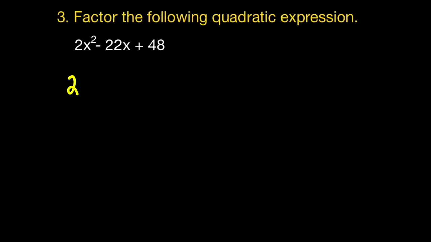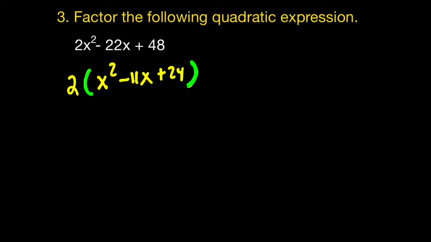And we can rewrite this expression as 2 multiplied by, and to find out what goes inside of the parentheses, we just divide each term by whatever it is that we factored. Beginning with the 2x squared divided by 2 will leave us with an x squared. Negative 22x divided by 2 is going to leave us with a negative 11x. And lastly, the positive 48 divided by the 2 is going to leave us with the positive 24.